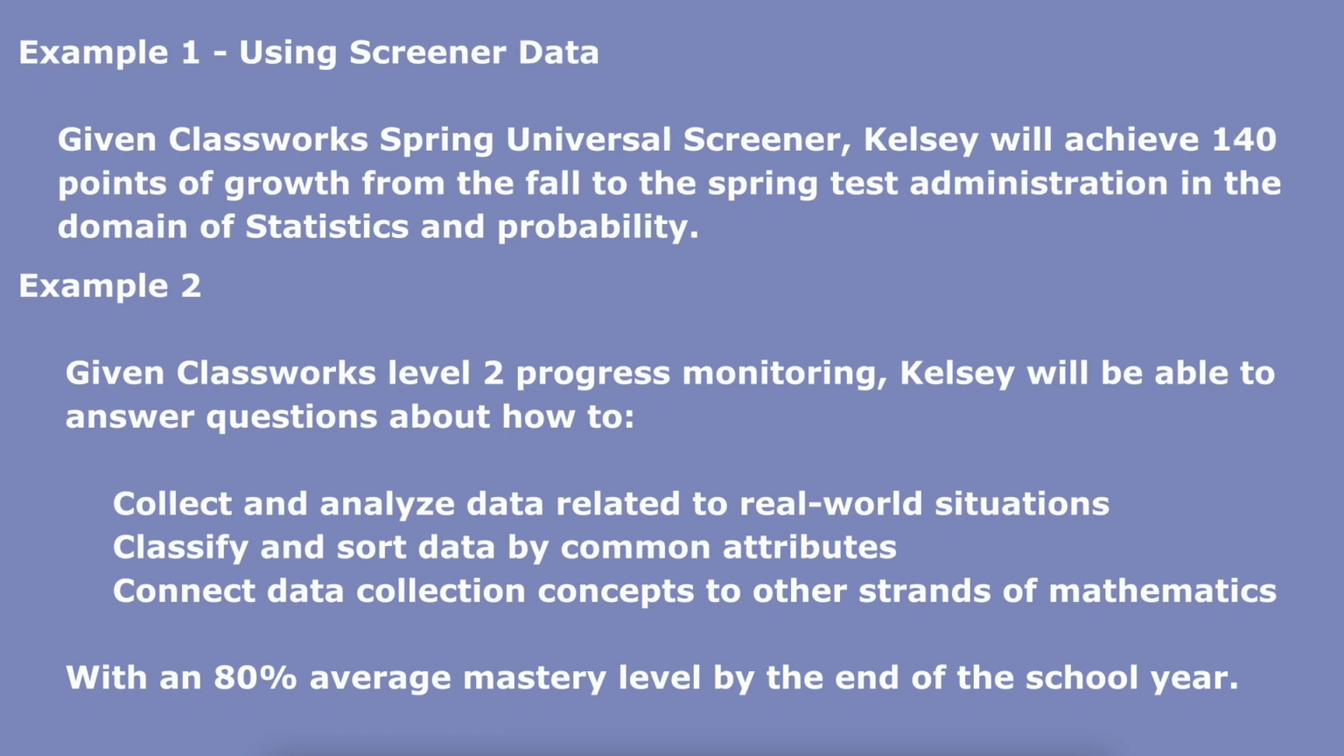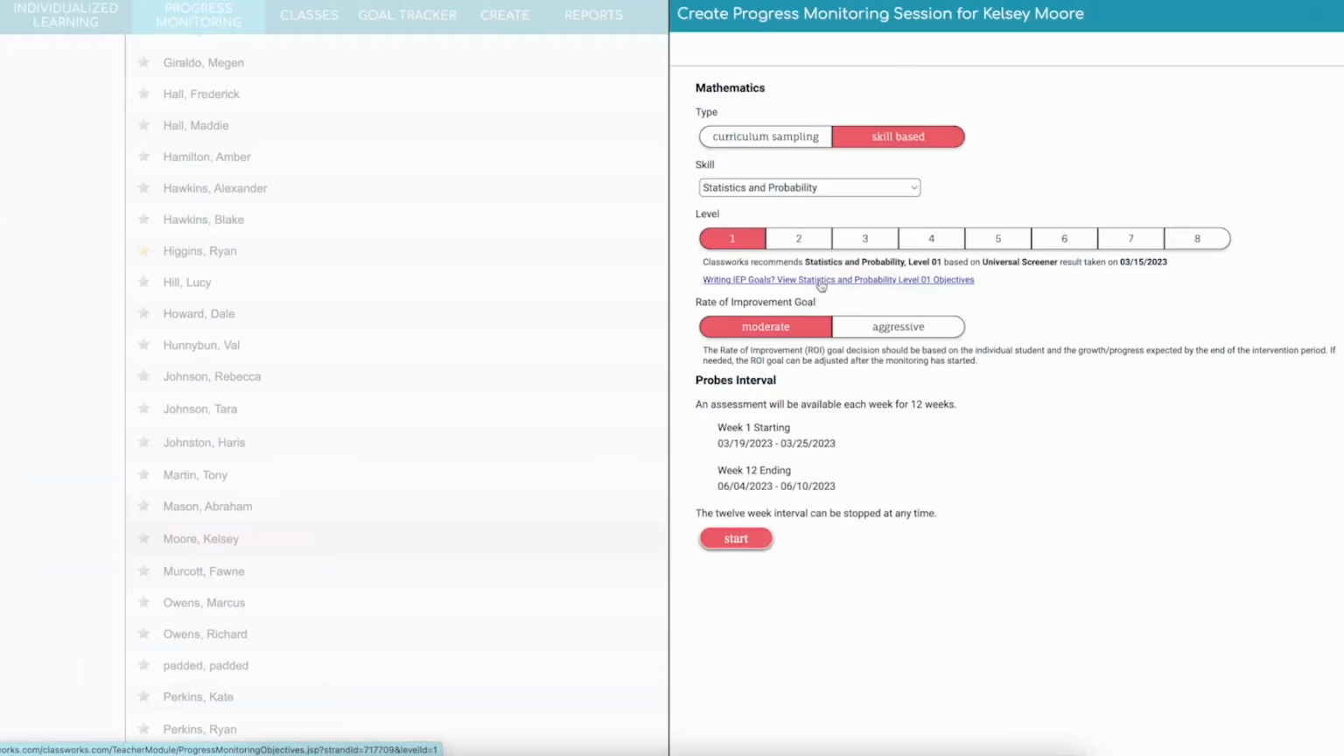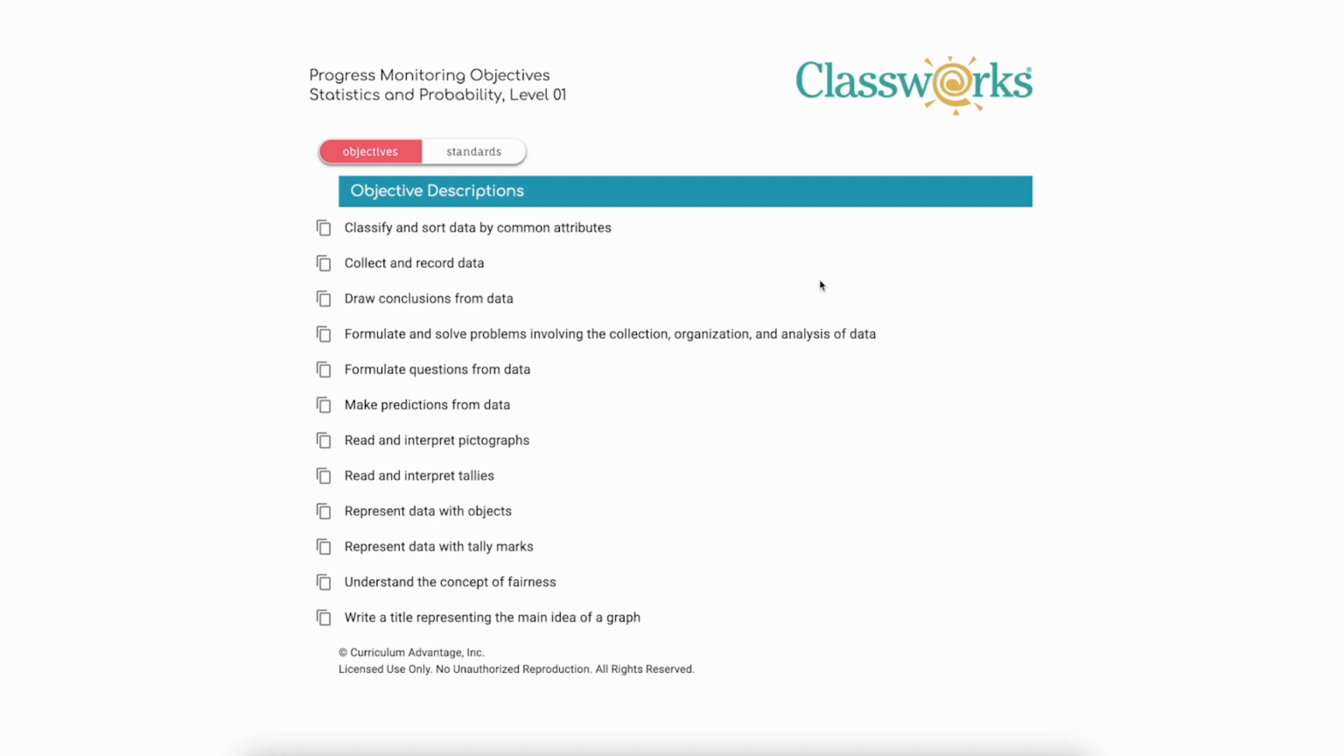Next, we determine the short-term objectives to help Kelsey build the annual goal. In Classworks, you select the objectives that align to the standard and measurable goal to progress monitor. In this case, we'll select the following objectives at level 1. Classify and sort data by common attributes, collect and record data, draw conclusions from data. These objective statements have the same copy-paste functionality as the screener results.